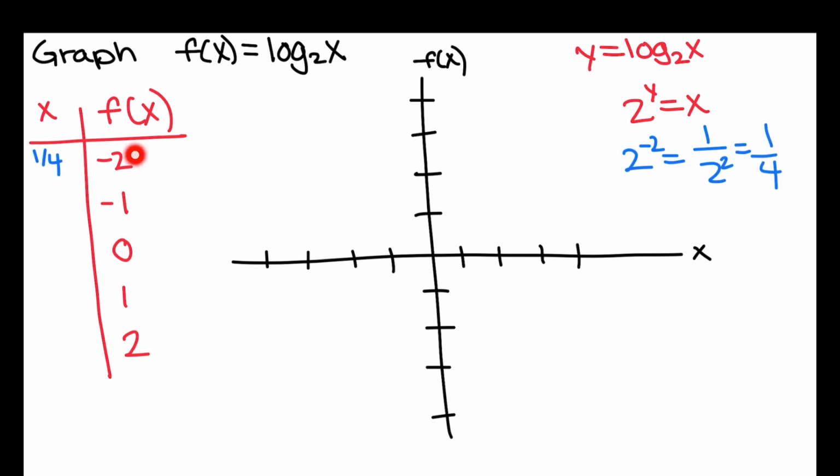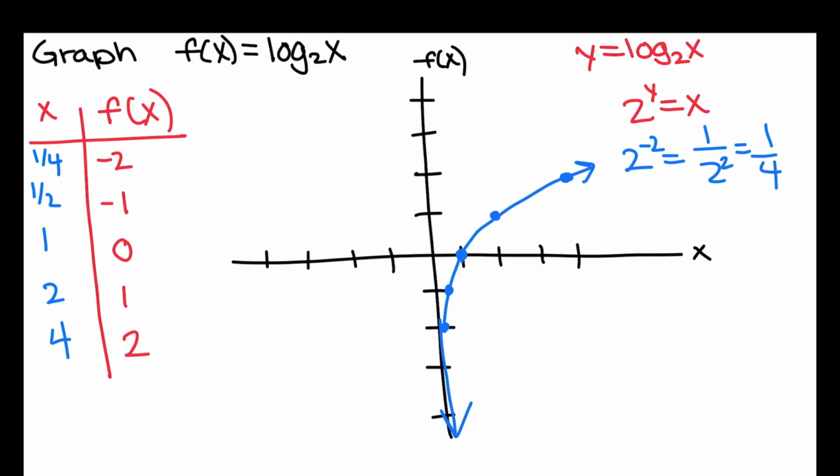Okay, so if I plug y equals negative 2 in, 2 to the negative 2 is a fourth. If I plug negative 1 in, 2 to the negative 1 is a half. 2 to the 0 is 1. 2 to the 1 is 2. 2 squared is 4. This should be the exact same table of values we got at the very beginning of this video when we started with our exponential function and then we just switched our x's and y's. And so if we plot these points, 1/4, negative 2; a half, negative 1; 1, 0; 2, 1; and 4, 2, this is the graph we get in blue.